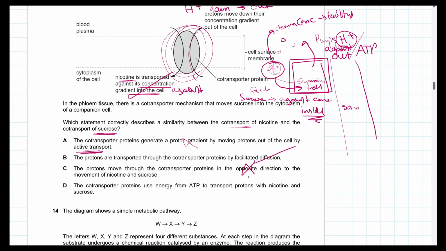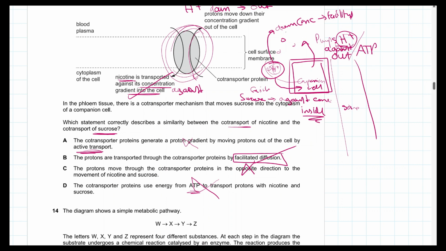Therefore, this is incorrect. D, the co-transporter proteins use energy from ATP to transport protons. Now this is totally incorrect. They go back in by facilitated diffusion, as we mentioned here, not by ATP. ATP is used to pump hydrogen ions out, but it's not used to co-transport these two back in.